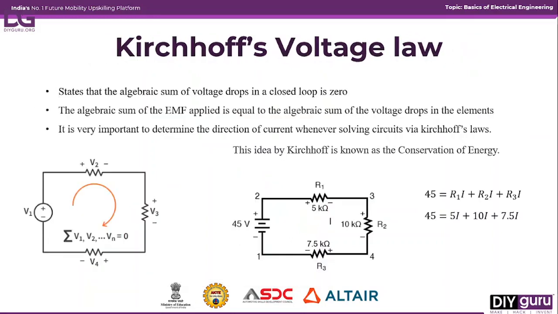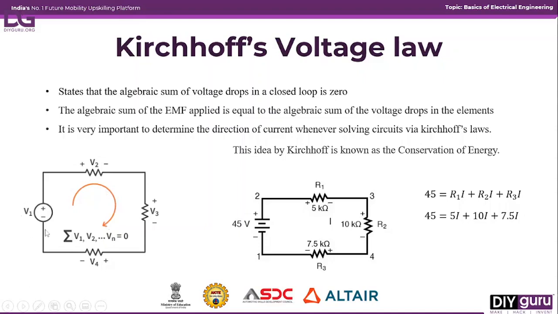Next, coming to the voltage law. The voltage law we apply in a closed path. Remember, to apply the KVL we should have a closed path. So the definition states that the algebraic sum of voltage drops in a closed path is equal to 0. So the algebraic sum of the voltage drops.